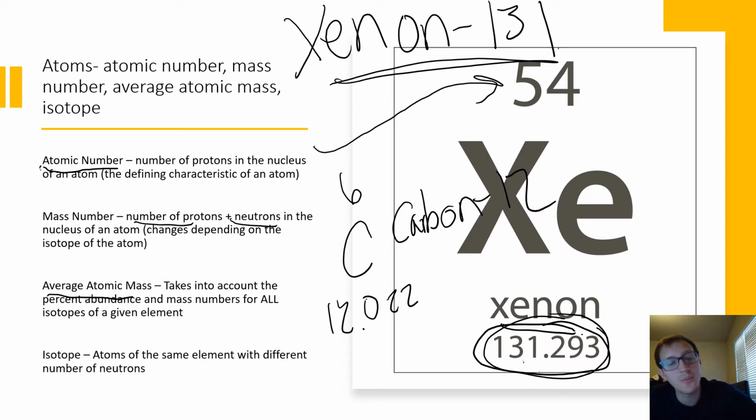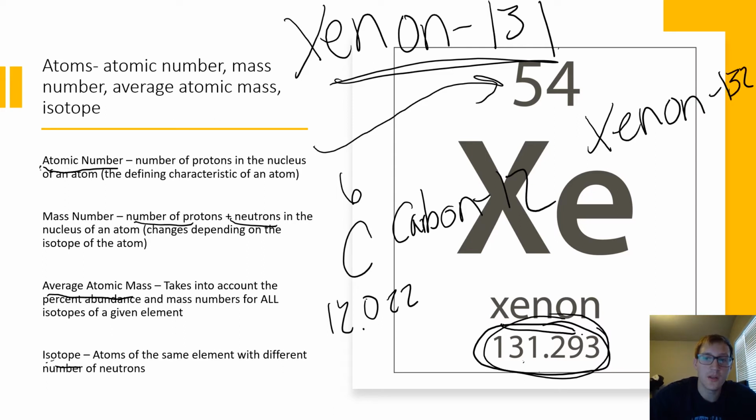Which leads me to my next definition of isotope. This is an atom of the same element with different numbers of neutrons. So for example, xenon 131 might be the most common, but I can go out there and I can find xenon 132, and all that means is I added one more neutron to my nucleus.